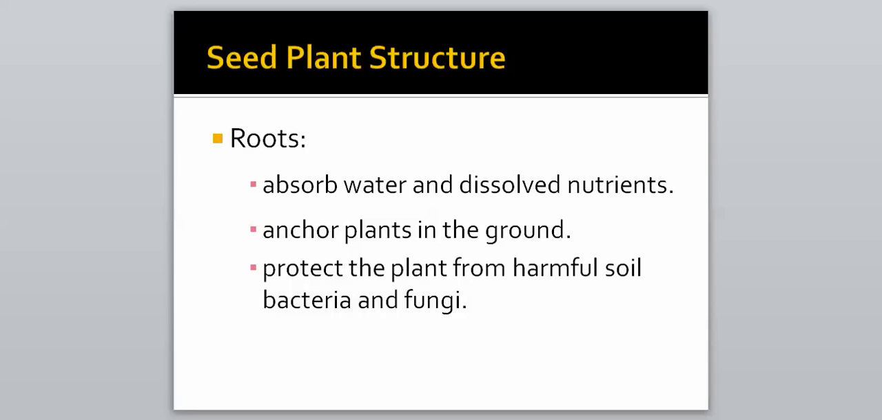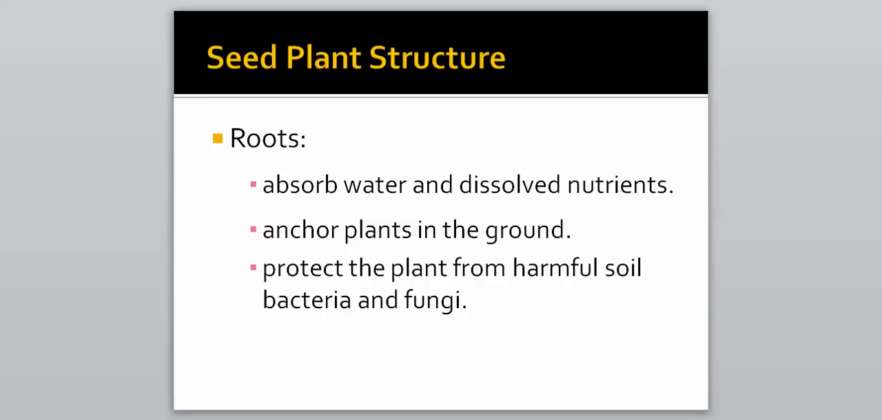Roots, their function is to absorb water and dissolve nutrients. They're going to anchor the plants to the ground, and to anchor is just like to hold something down, so they're going to keep the plants in the ground. And they protect the plant from harmful soil, bacteria, and fungi. Sorry, I kept struggling saying that word. That's just going to be like the fact that roots aren't going to let anything come up into the plant and affect them in a negative manner. They're only going to allow certain things in.